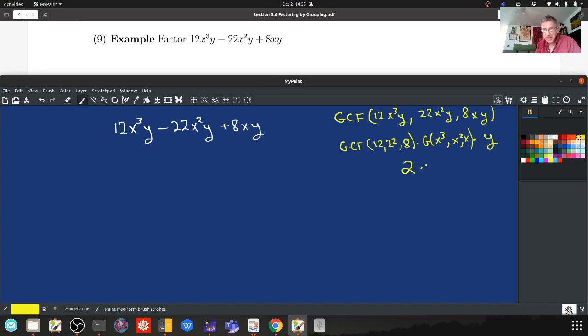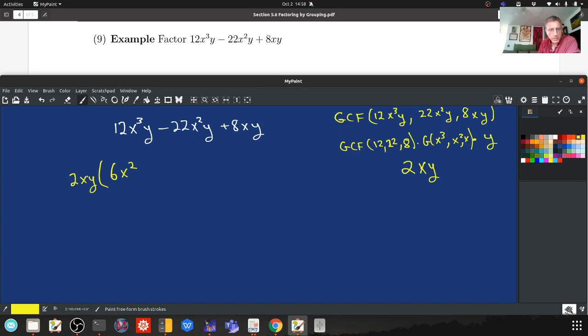So the GCF now of x cubed, x squared, and x is just x. So our GCF is 2xy. So let's factor out 2xy and see what we have remaining. 12x cubed y divided by 2xy gives me 6x squared. Minus 22x squared y.